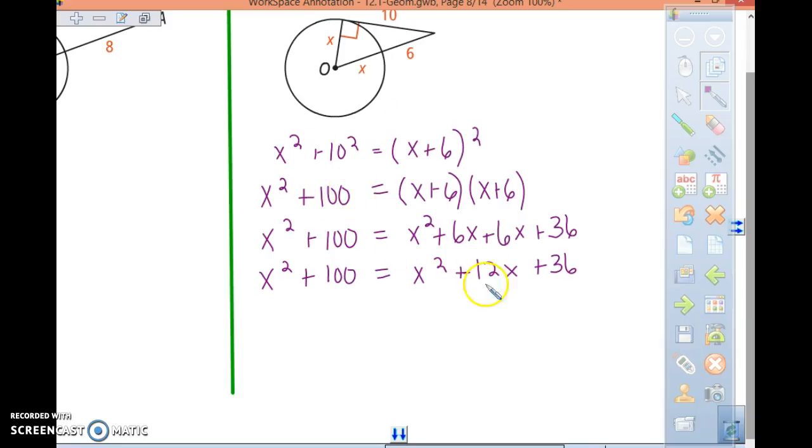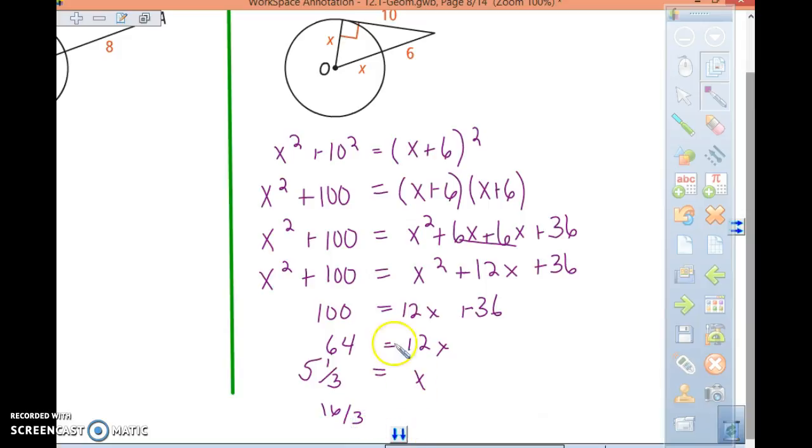So I may have gone a little overboard on how much work I show, so please be aware of that. Multiplying that out, my insides and outsides add to 12x. So we end up subtracting off the x squared, and we're left with 100 equals 12x plus 36. Subtracting the 36, dividing by 12, and x is equal to 5 1/3. And we've been talking about improper fractions, so we'll leave it as 16/3.